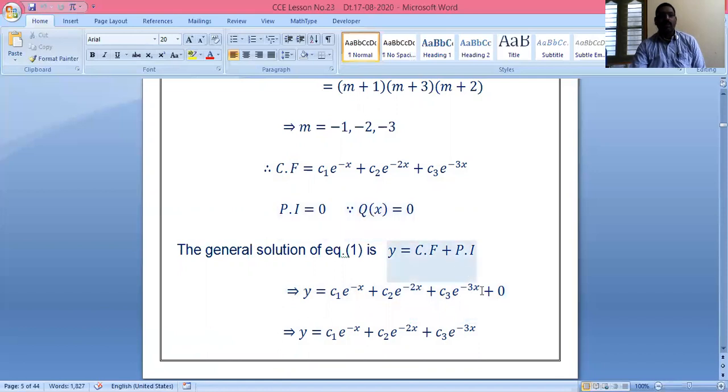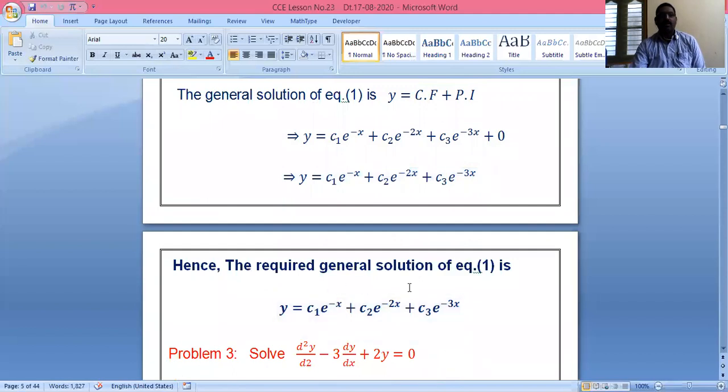Here PI is 0. Therefore, y is equal to C1 e power minus x plus C2 e power minus 2x plus C3 e power minus 3x. Hence, the required general solution of equation 1 is y is equal to C1 e power minus x plus C2 e power minus 2x plus C3 e power minus 3x.